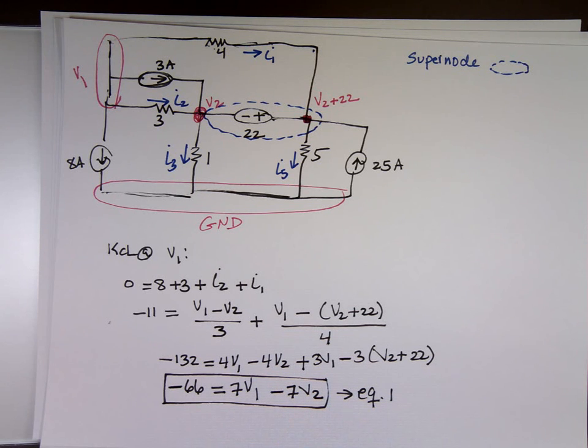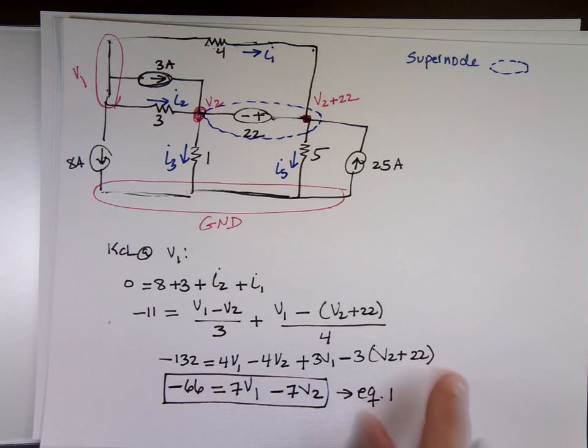How'd you get the negative 66? Did you add that with the... Oh, okay, this actually happened. 132. All right? Yep.